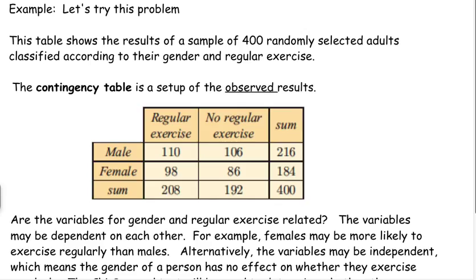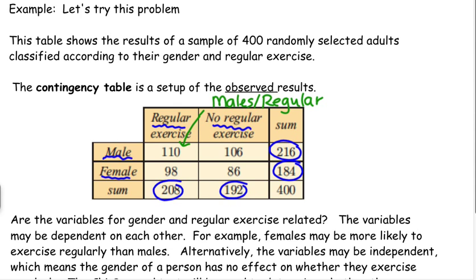So the first column is those who have regular exercise, and the second column is no regular exercise. And then we have the males and the females. I've already done the sum of those rows and columns. If you want to understand this first value here, 110 people are males and they regularly exercise. So I'll just write that on the side: males and have regular exercise, there's 110 of those people.